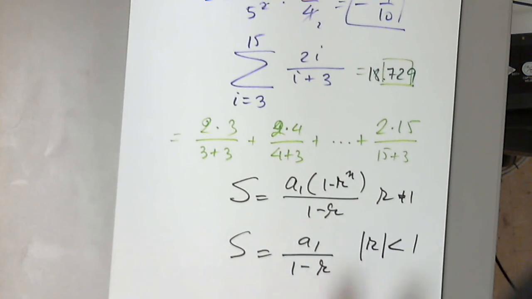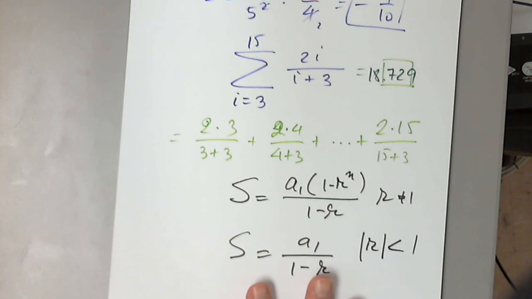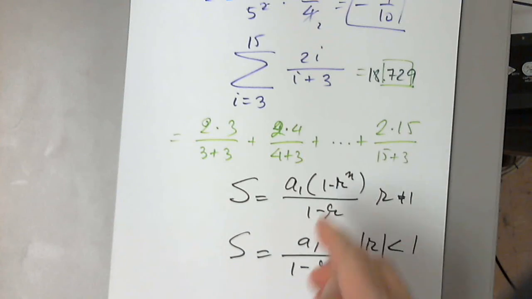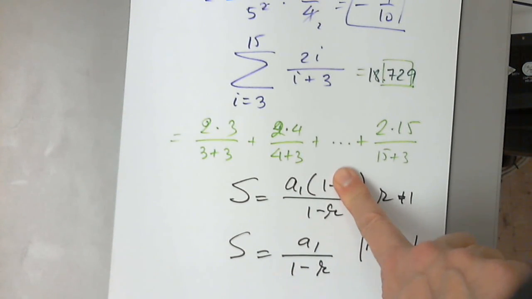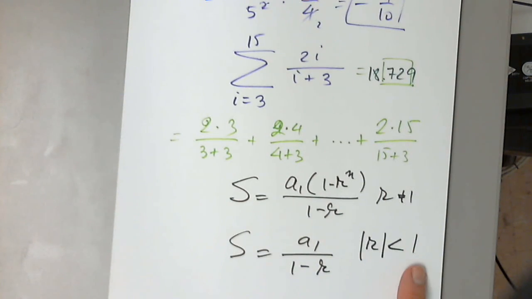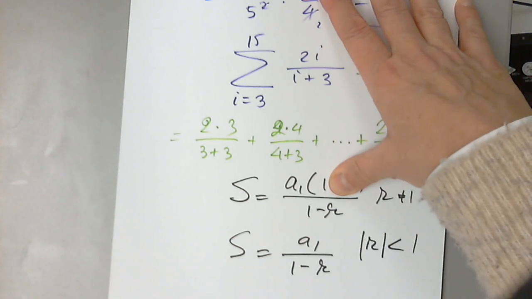Just these two. One is for finite. Yes, this one has n, so it's finite. This one doesn't have n, so it's infinite. See, when n goes to infinity, this number will be 0. It's the same formula. But when n goes to infinity, this will be 0, and that's how you get this one. Because the requirement is that the absolute value of r is less than 1, so this will go to 0. So you see it's the same formula?